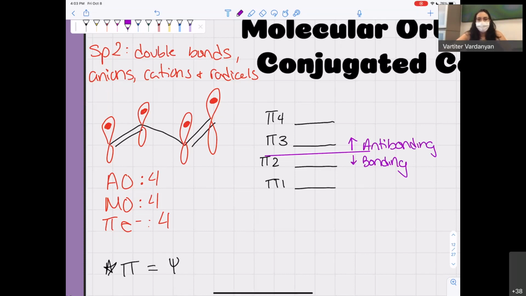Right? And here, since we have 2 and 2, I know that pi 1 and pi 2 are bonding. Pi 3 and pi 4 are antibonding. And something we can use to kind of denote that something is antibonding is we put a little star here. So all the star means is antibonding.